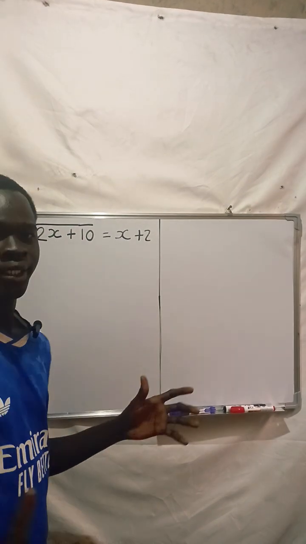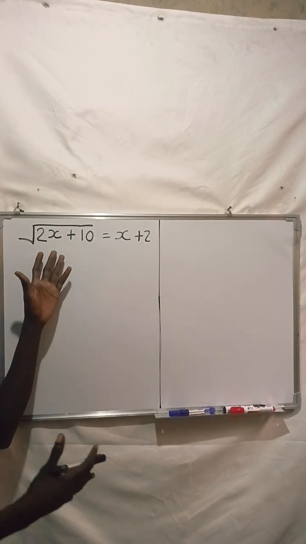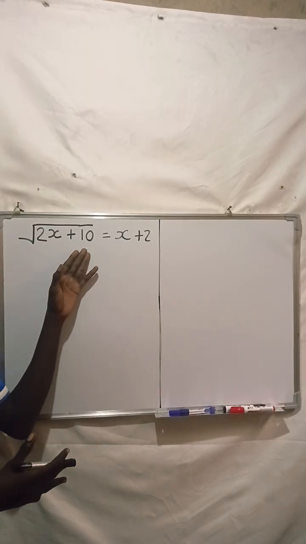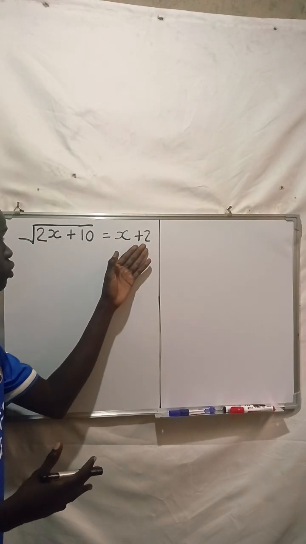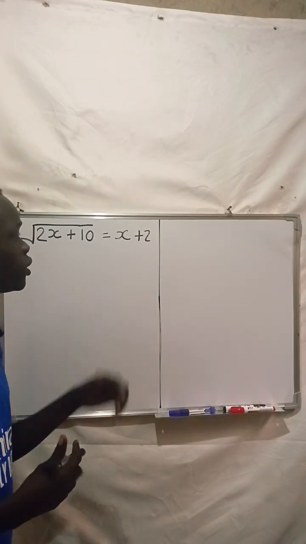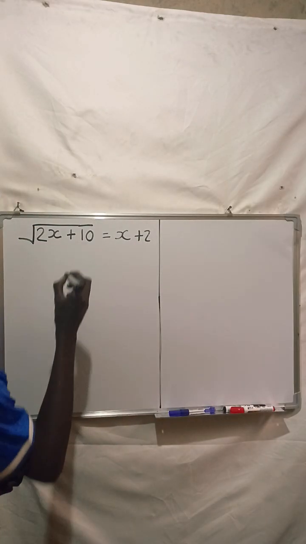Hi everyone, let's consider this question. We have the square root of 2x plus 10 equal to x plus 2. Now the question is, how are we going to solve this? Okay, now let's get the solution.